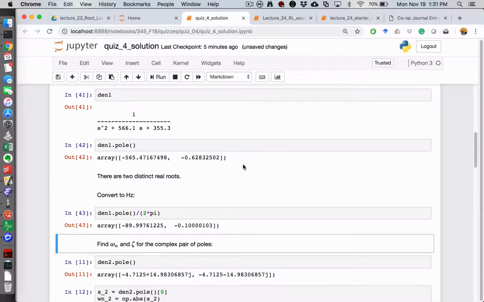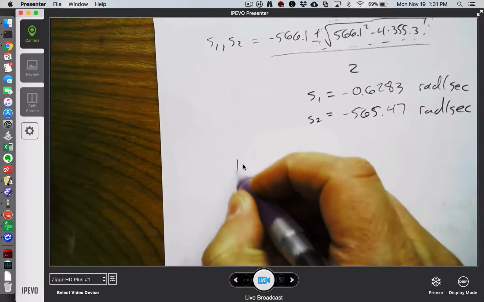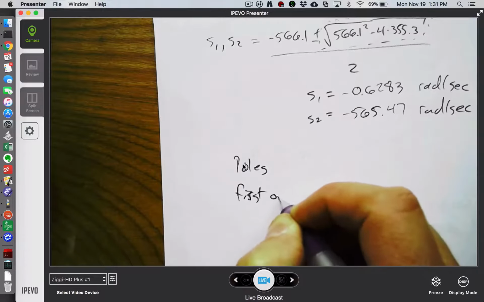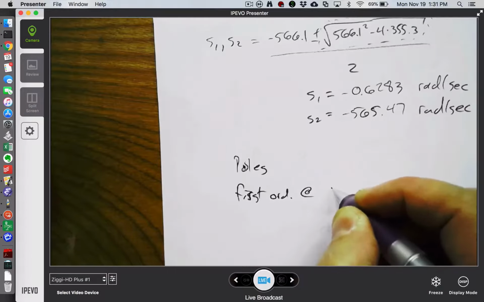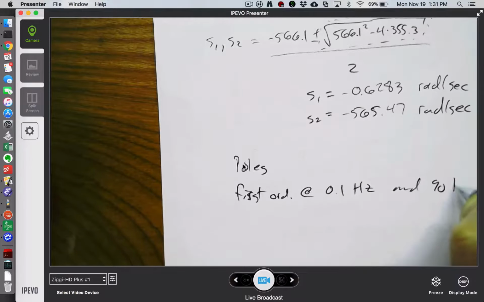And so if we convert those over to hertz, we're saying that there is a first order pole at 90 hertz and another one at 0.1 hertz. So if I was going to start making a list of my poles for the sake of sketching my Bode plot later, we're saying there's a first order pole at 0.1 hertz and 90 hertz.